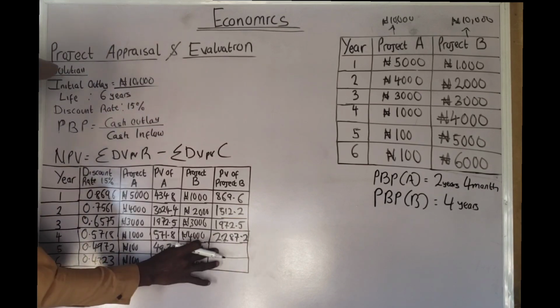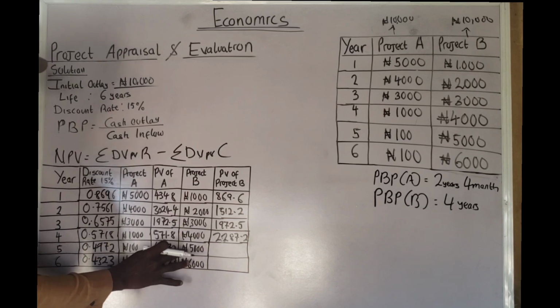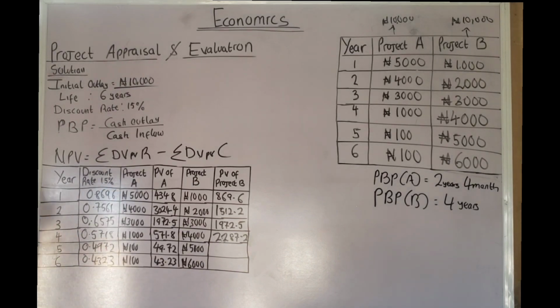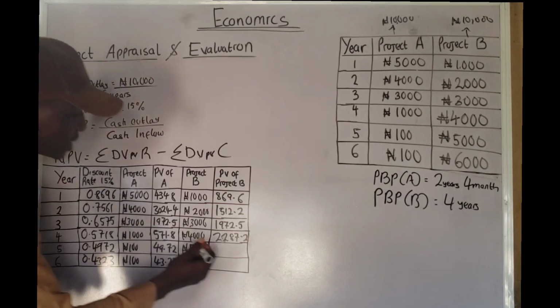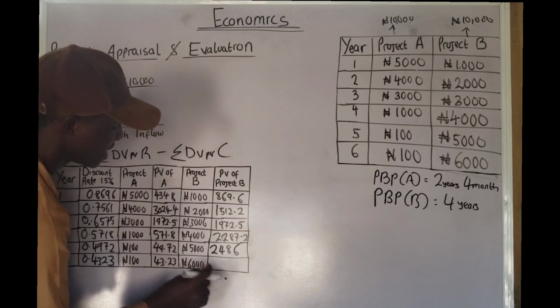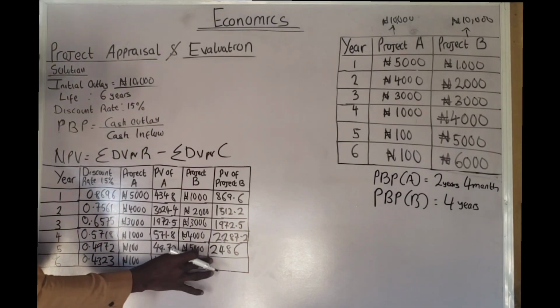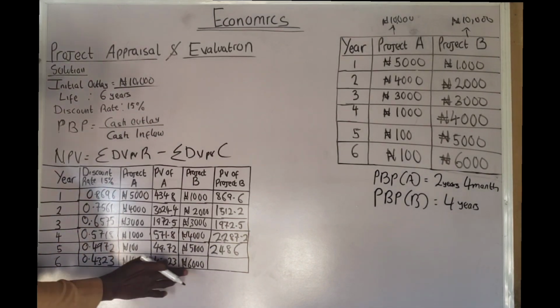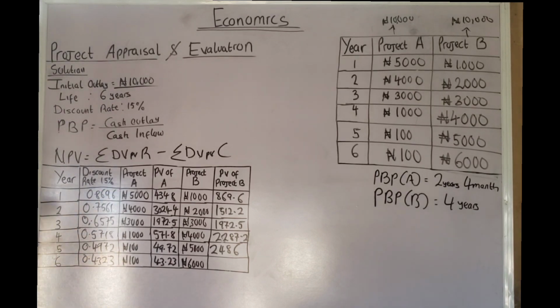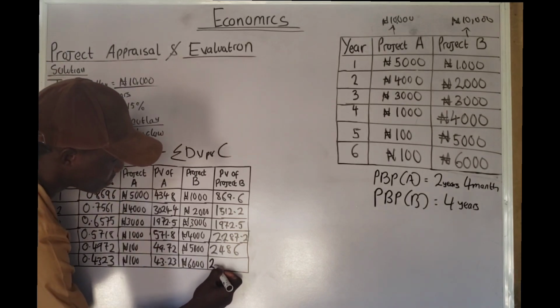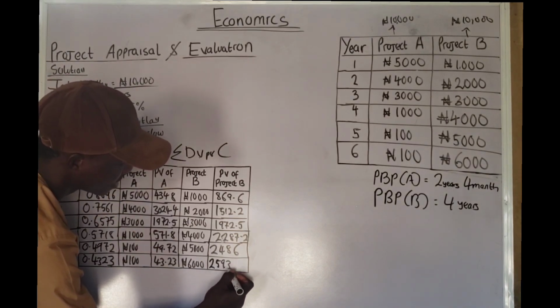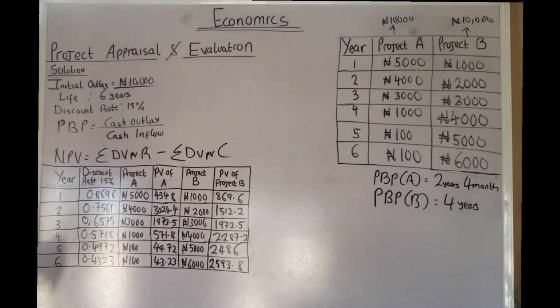You understand? And for these cells I'm going to multiply 5,000 naira and 0.4972. If you take the product, you're going to have 2,486. Okay. And for the last one, which is the last cell for project B, it will be the product of 6,000 naira and 0.4323. That will give us 2,593.8. You understand?